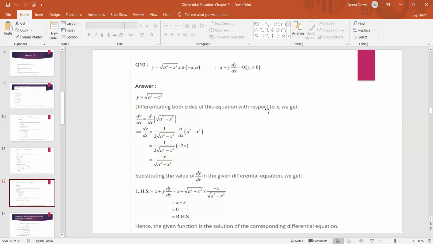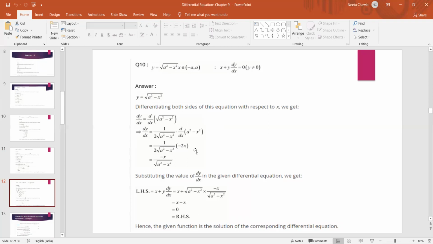Let's do one more last question, question number 10. y is equal to under root a square minus x square, where x belongs to minus a to a, and we have to prove for the differential equation x plus y dy by dx is equal to 0. So again the same way we'll differentiate this. dy by dx is equal to 1 upon 2 under root a square minus x square.